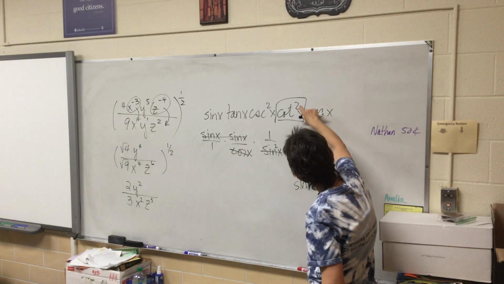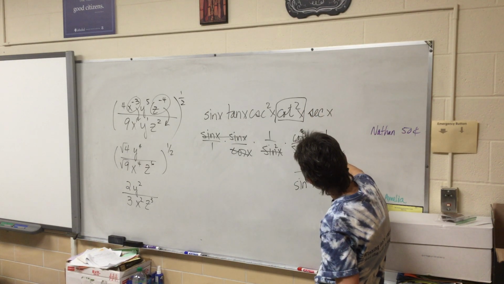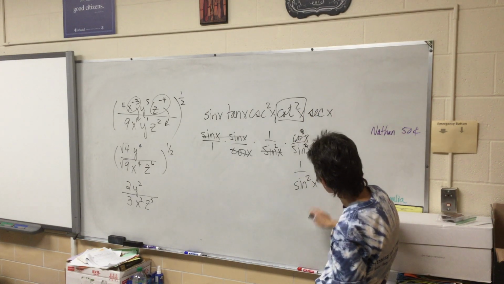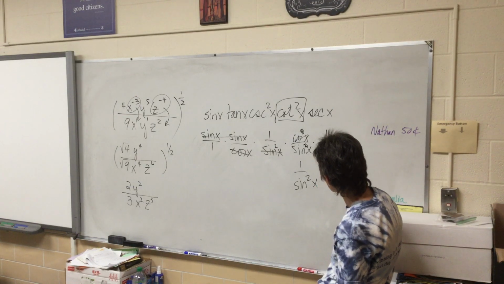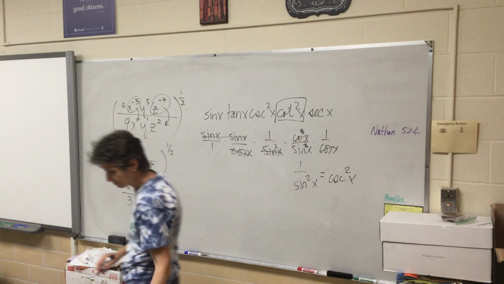So I didn't pay attention. That's a squared, so I had to have a squared and squared. And then I can continue canceling, and I am left with this. Which, if you want to write as cosecant squared, you can.